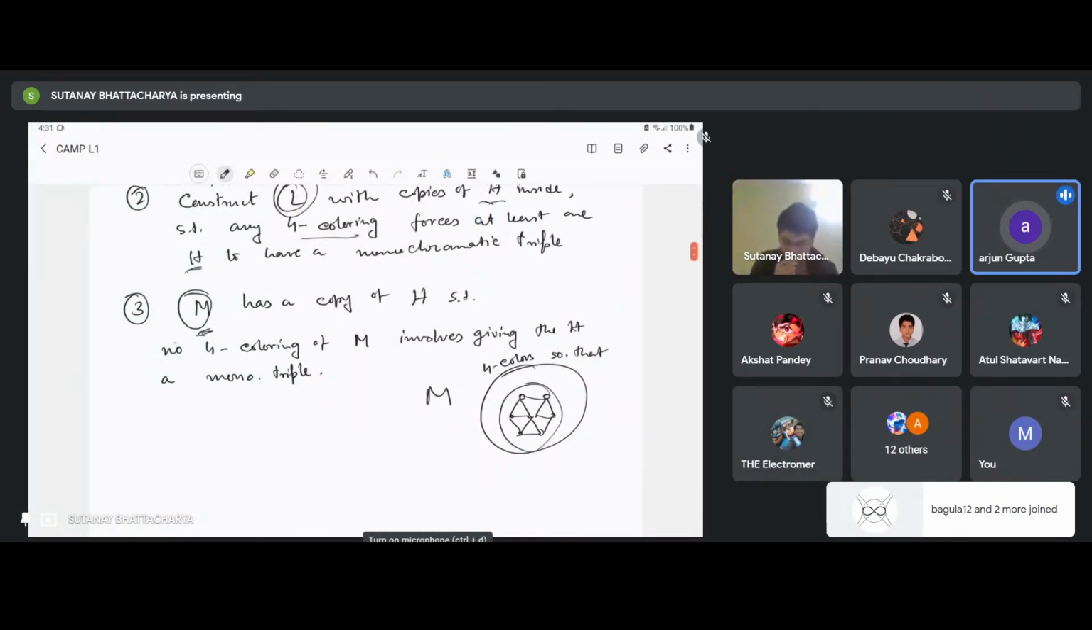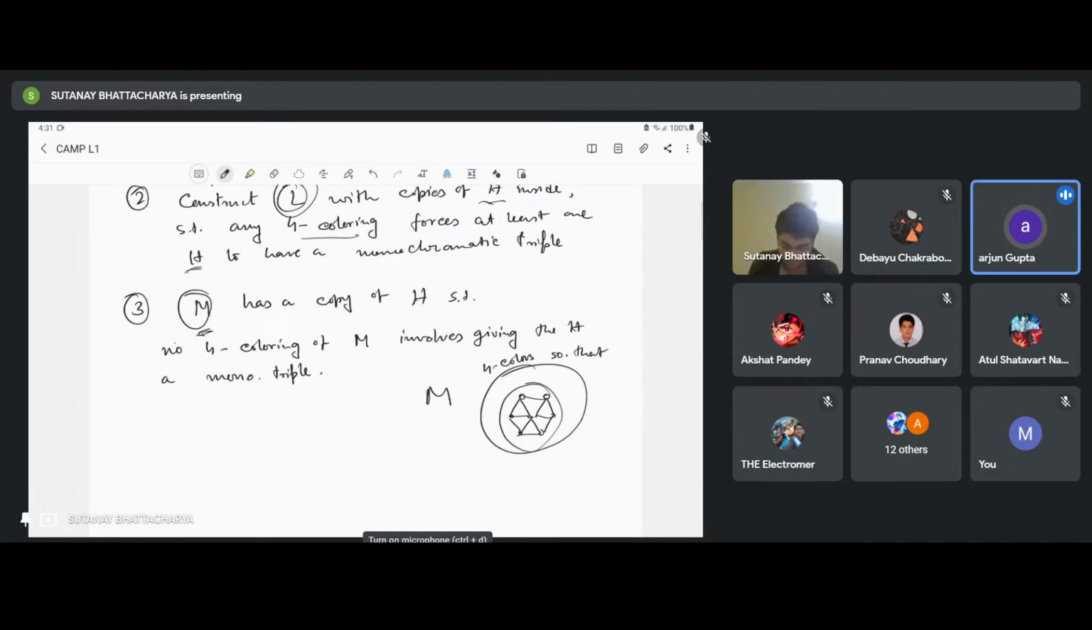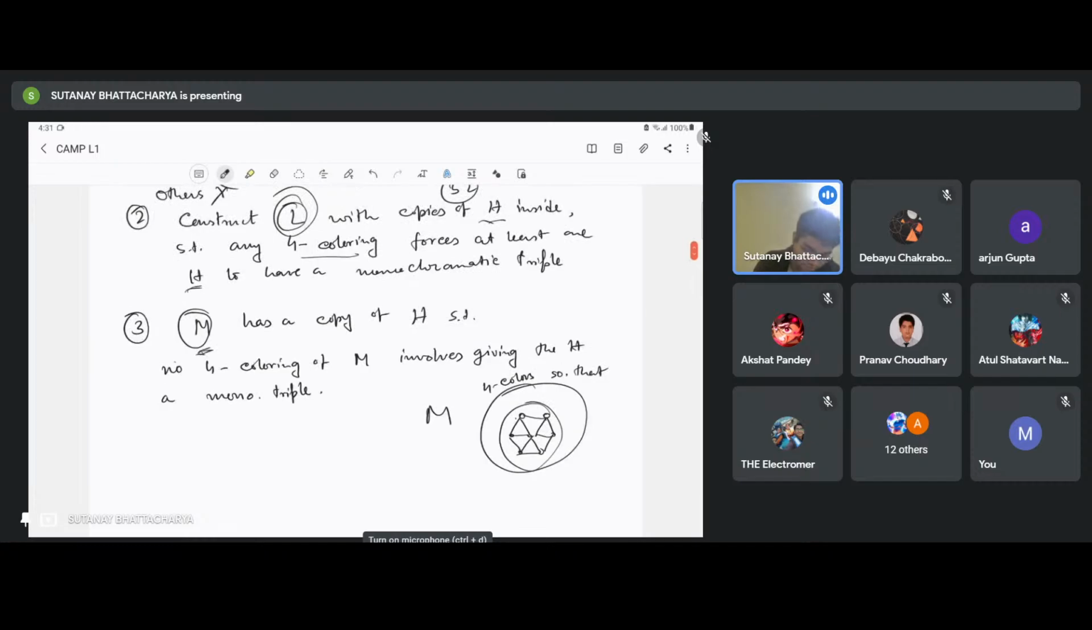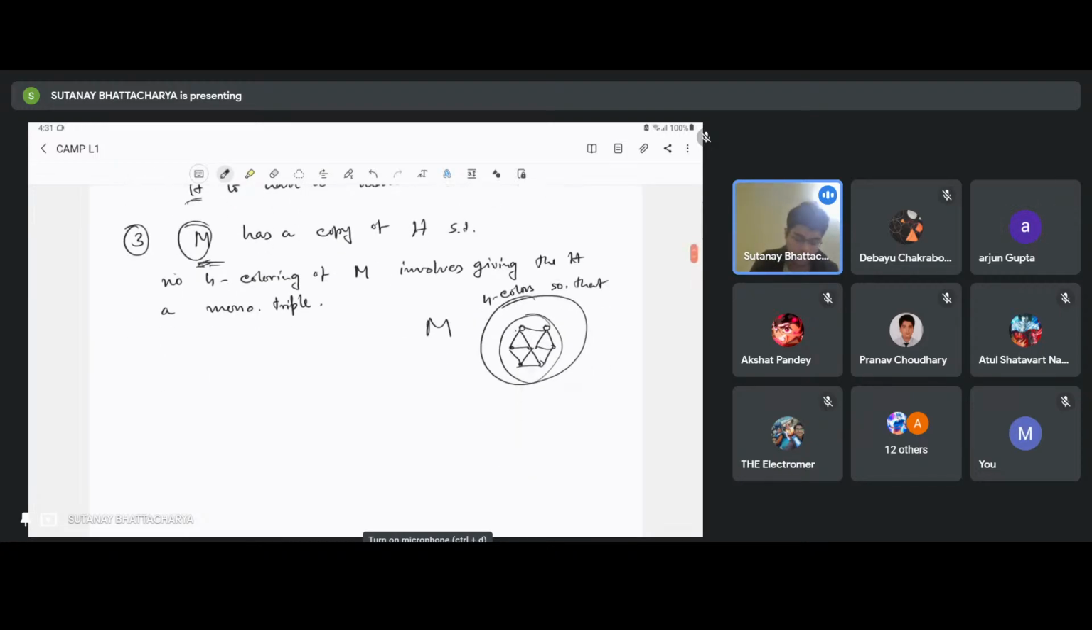By monochromatic triple, do you mean that there will be three vertices such that all are pairwise distance one apart? Not necessarily. There will be just three vertices inside this copy of H which are of the same color. Okay, that still doesn't prove anything, but I'm getting to the finish. So now that we will have L and M, we can combine them in a very horrendous way to get a proof.